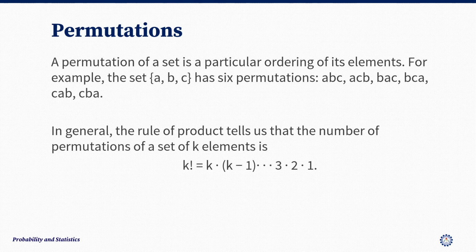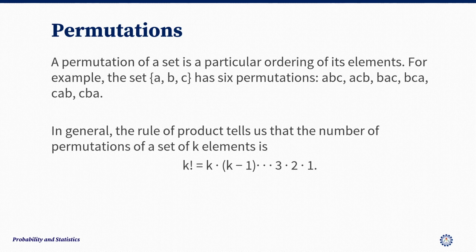You could also have found the number of permutations by using the rule of product. That is, there are 3 ways to pick the first element, then 2 ways for the second element, and 1 for the third. This gives us a total of 3 multiplied by 2 times 1, which is equal to 6 permutations. In general, the rule of product tells us the number of permutations of a set of k elements, which is k factorial, equal to k times k minus 1 until 3 times 2 times 1.